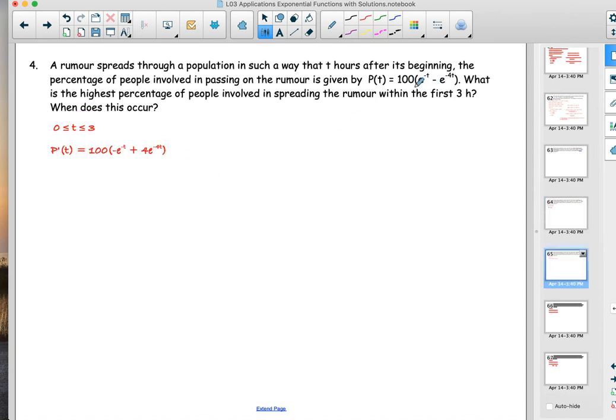P prime at t is 100 times: the derivative of e to the negative t is e to the negative t times negative 1. The derivative of negative e to the negative 4t is negative e to the negative 4t times negative 4. This gives us negative e to the negative t, plus 4 e to the negative 4t.